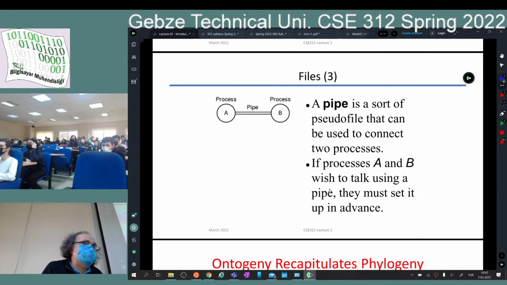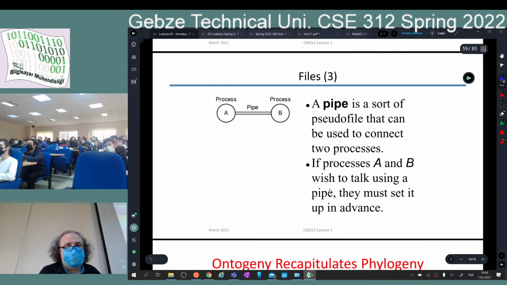Files are not just simple storage places for data. Sometimes there are special files. For example, a pipe. The operating system considers it a file. It is not a classical file. Actually, it's a pseudo file. We usually use these kinds of structures to connect two processes together. For example, whatever process A produces, instead of putting all the produced output to the standard output, let's redirect it to the input of process B. So it is called a pipe.